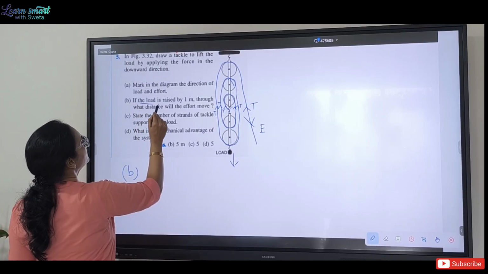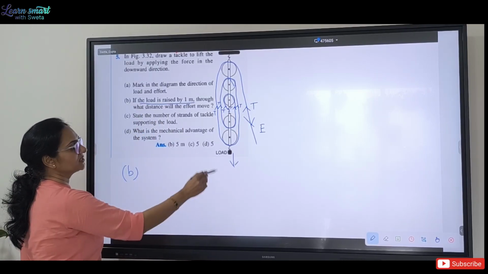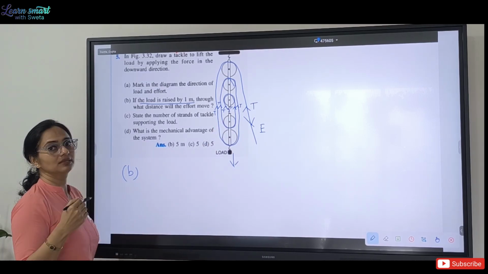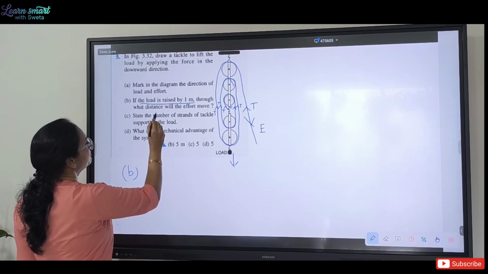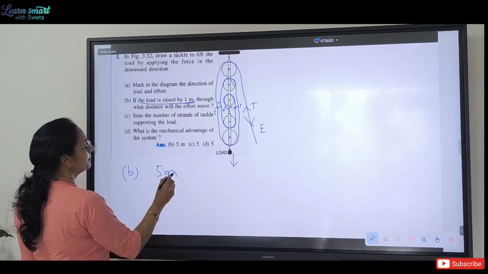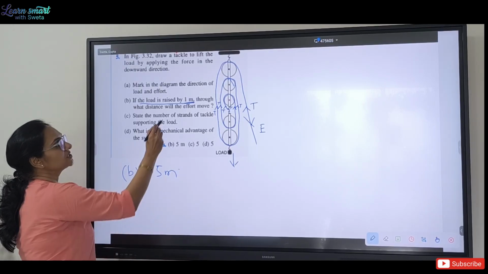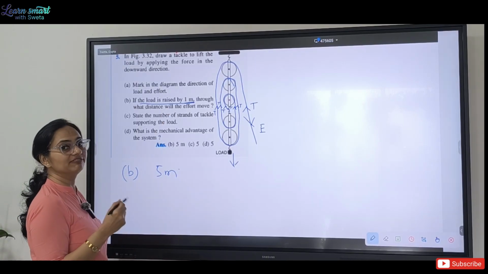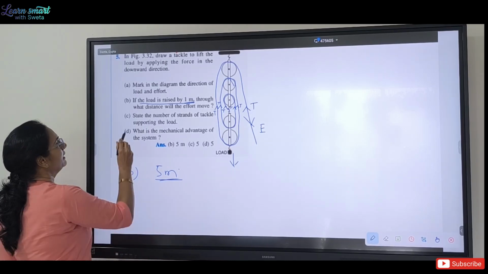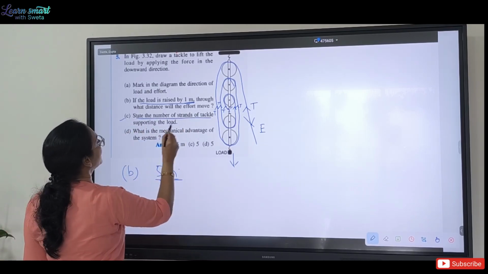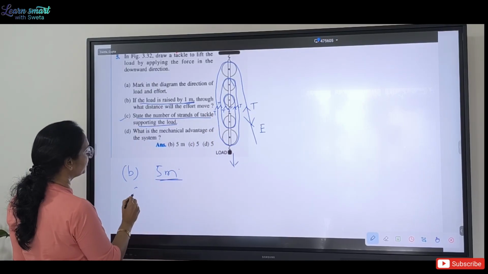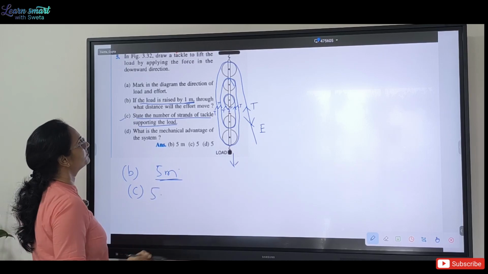So if the load is raised by 1 meter, remember, the effort moves n times. The number of pulleys is 5 over here, so the effort will move by 5 meters. If load moves by 1 meter, then the effort moves 5 times the distance moved by the load. So distance moved by the effort is 5 meters. We have to remember that. And part C, state the number of strands of tackle supporting the load. So this is the load, and since there are 5 pulleys, there will be 5 strands of the tackle. So it will be 5.